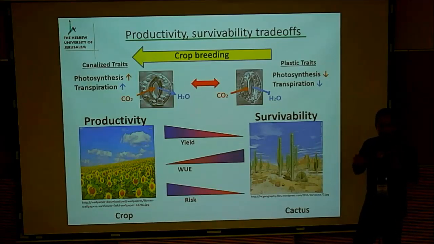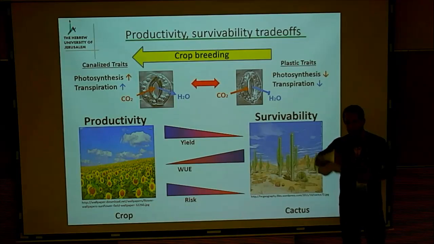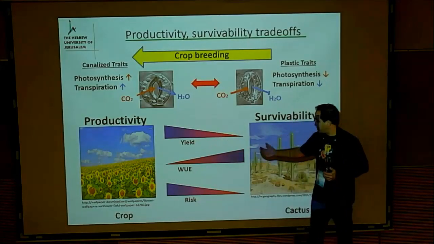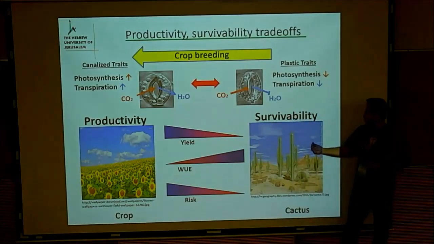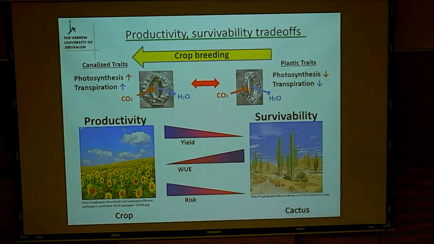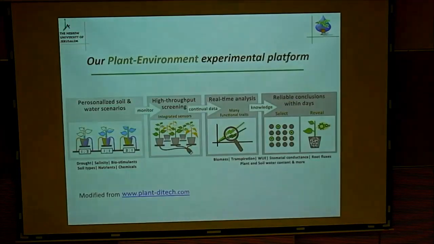You have to define what you want to breed for, and so some properties like high stomatal conductance and high transpiration go very much to the productive way. High water use efficiency usually goes very much to the survivable traits, and we are trying to find a way somewhere in the middle. So how can we look for these traits?